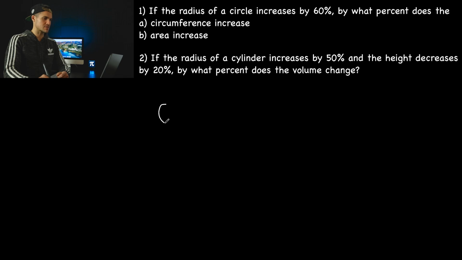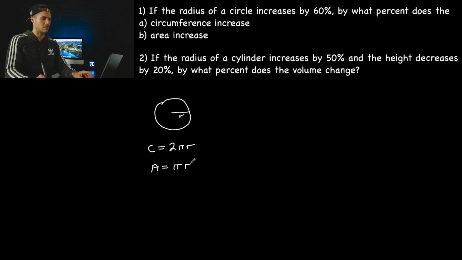Now, let's say we have this original circle and we just label the radius as r, like that. Just a regular circle. We know the circumference of this circle is going to be 2 pi r, and the area is going to be pi r squared. That's the circumference and the area of the original circle if we let the radius be r.